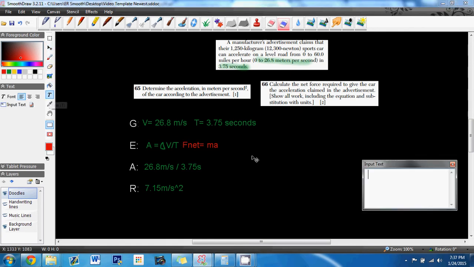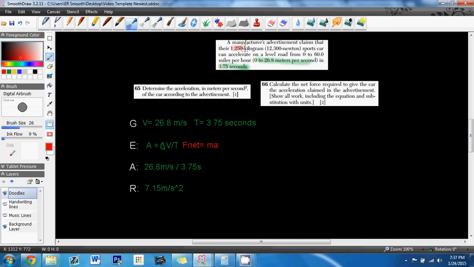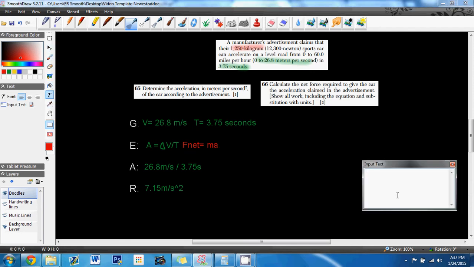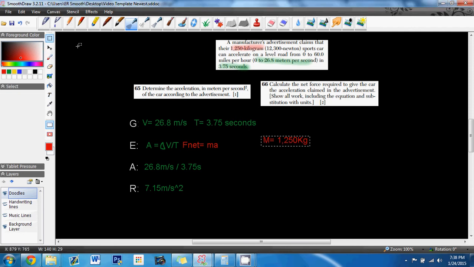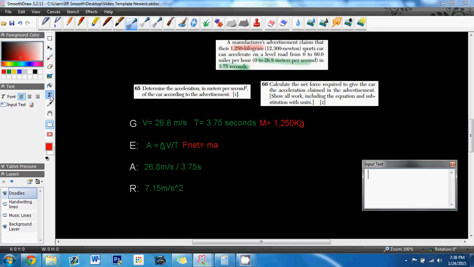Now all we've got to do is plug it in. They're giving us the mass, so that should be in the given too. The mass will be 1,250 kilograms. So mass equals 1,250 kg. Let's write that in the given so we don't forget.